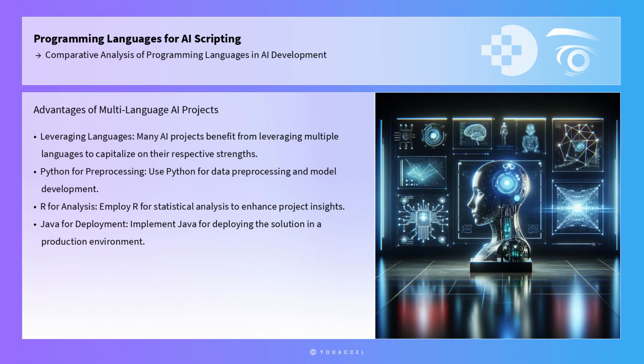In practice, many AI projects benefit from leveraging multiple languages to capitalize on their respective strengths. For example, a project might use Python for data preprocessing and model development, R for statistical analysis, and Java for deploying the solution in a production environment. This multi-language approach allows developers to utilize the best tools for each task, optimizing the overall development process.